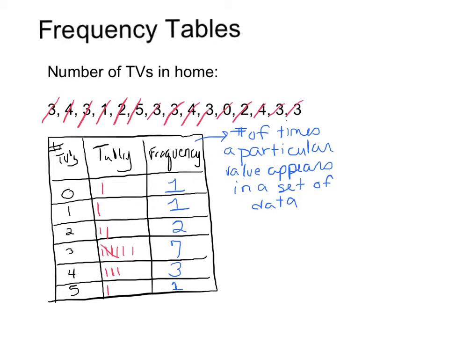As a side note, if I were to add up all these values, 1 plus 1 plus 2 plus 7 plus 3 plus 1, I'll get 15. If I were to go up here and count 1, 2, 3, 4, 5, 6, 7, 8, 9, 10, 11, 12, 13, 14, 15, the number of data values in the set should match up with the number I get if I add up all the frequencies.